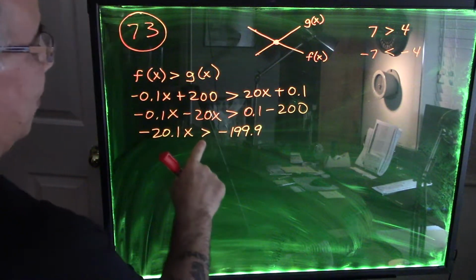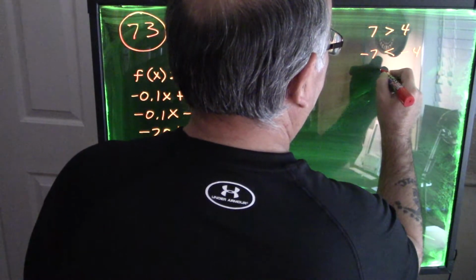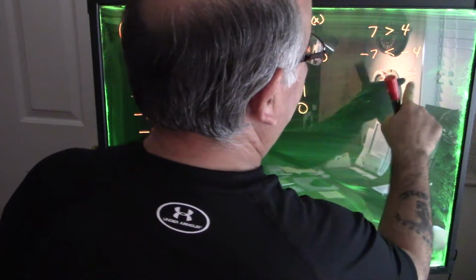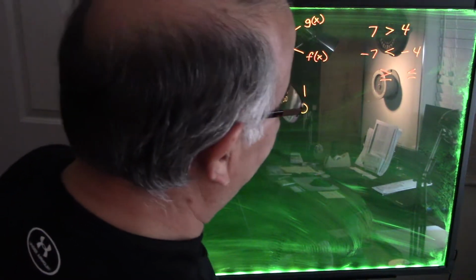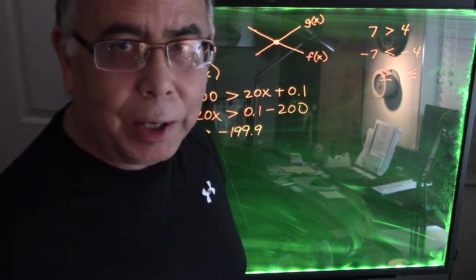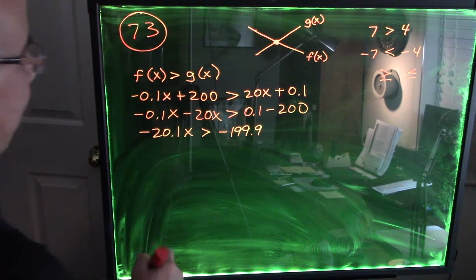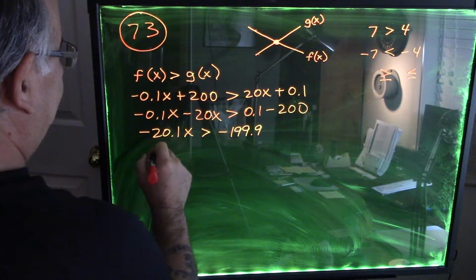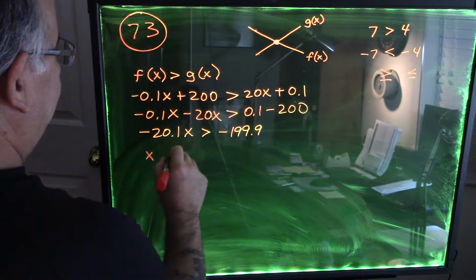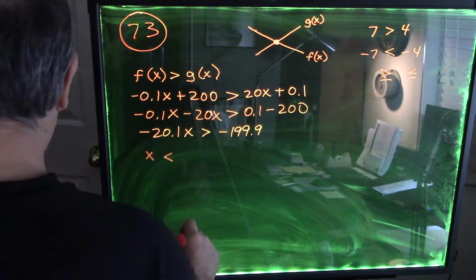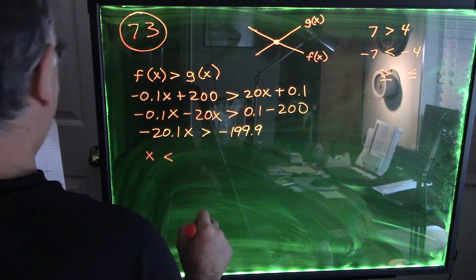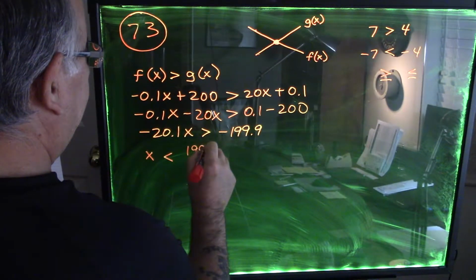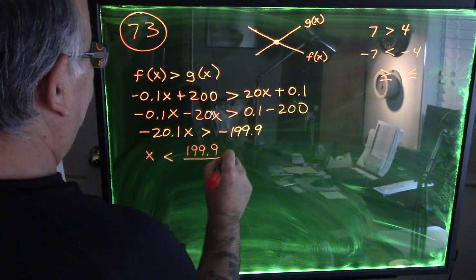All right. So you do that. Remember, that also applies to greater than or equal to or less than or equal to. You change greater than or equal to into less than or equal to, or vice versa, if you multiply or divide both sides by a negative number. Okay, so divide both sides by negative 20.1. All right, and so you're going to get x on this side, and then change the direction of the inequality. x is less than, negative divided by negative is positive, so you get 199.9 divided by 20.1.